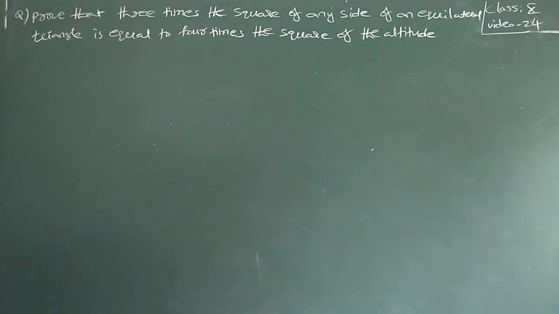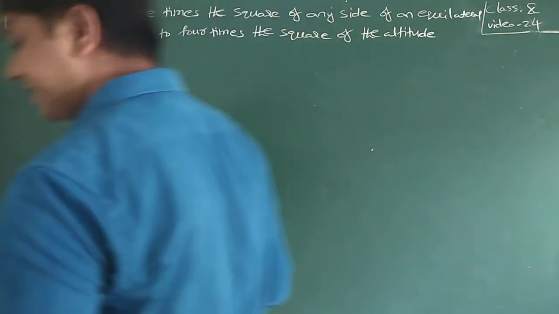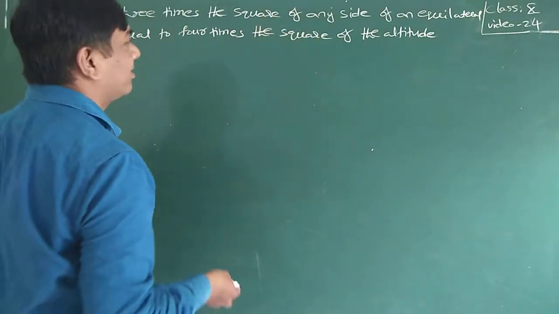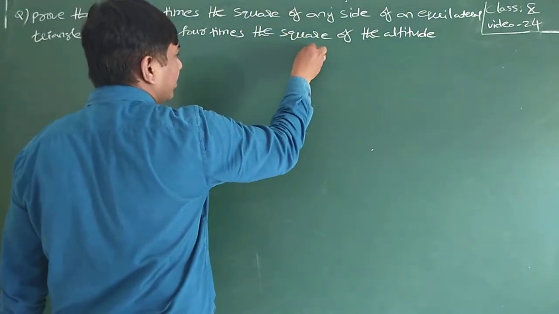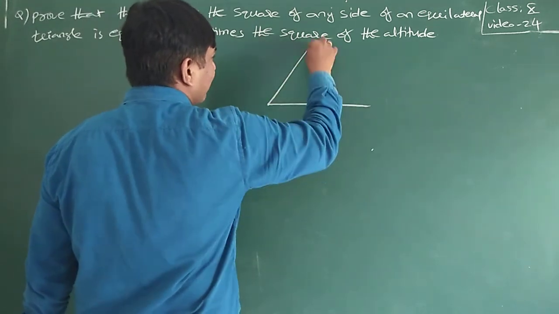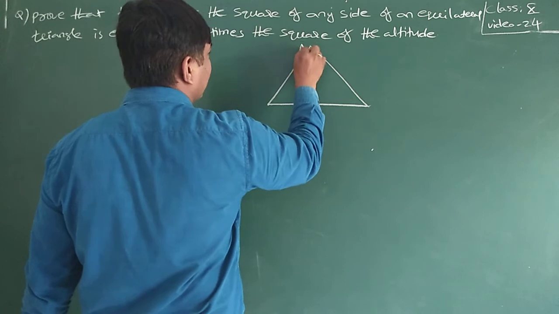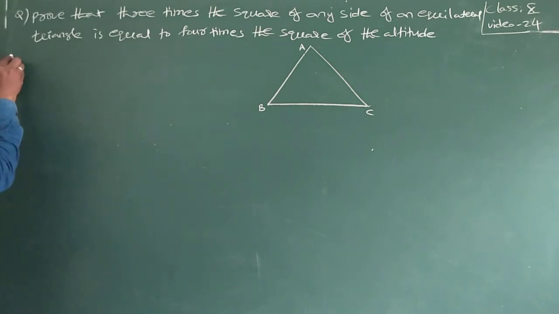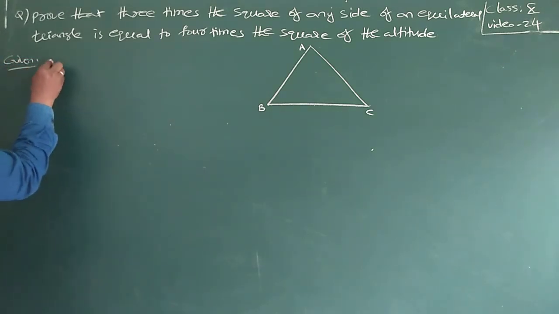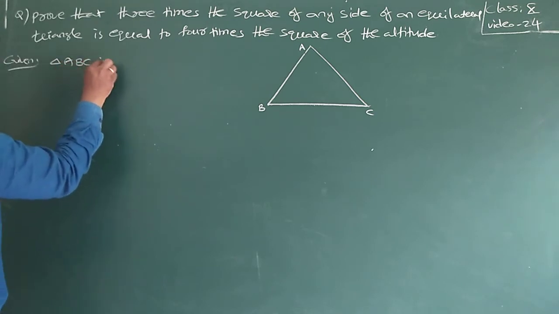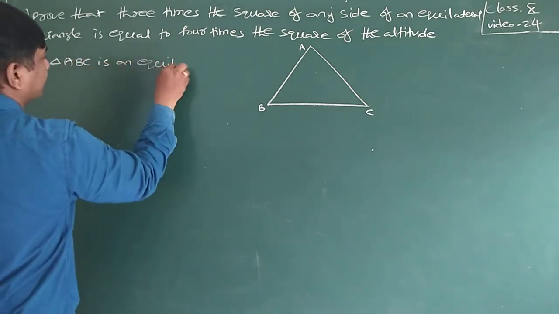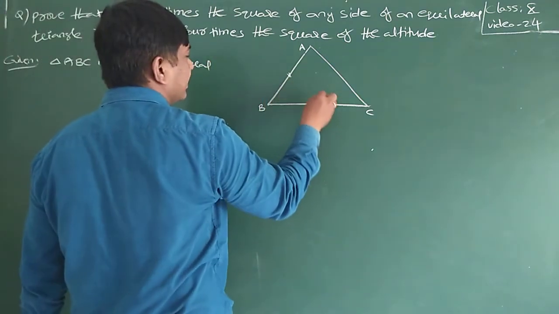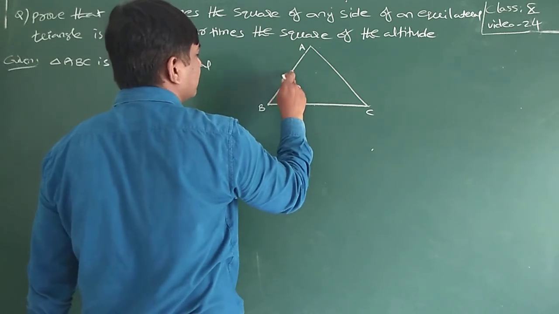See, prove that 3 times the square of any side of an equilateral triangle is equal to 4 times the square of the altitude. Now I am going to prove it here. This is an equilateral triangle, which means all sides are equal and all angles are equal. Given: triangle ABC is an equilateral triangle. So AB is equal to BC is equal to CA.